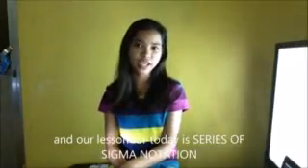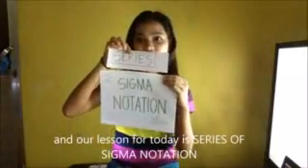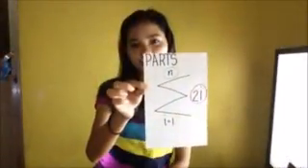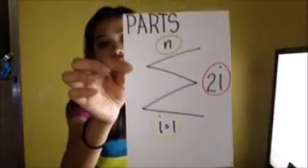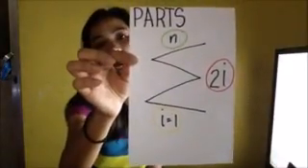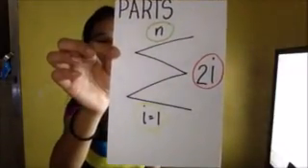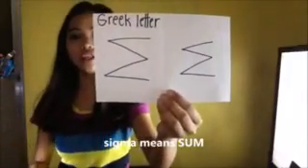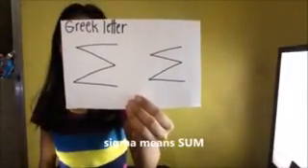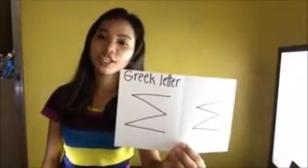And our lesson for today is series of summation. These are the parts of a summation. The n, the green one, is the upper limit. The i equal to 1 is the lower limit. And the red one here, i, is the index of summation. Sigma is the 18th letter of the Greek alphabet, and you will see this often in your lesson. It's summation.